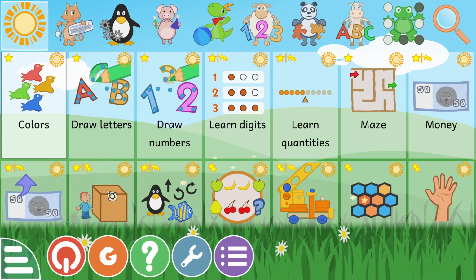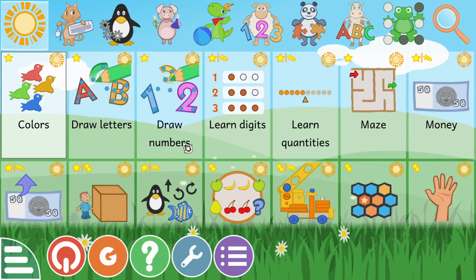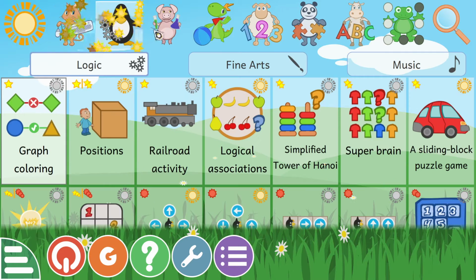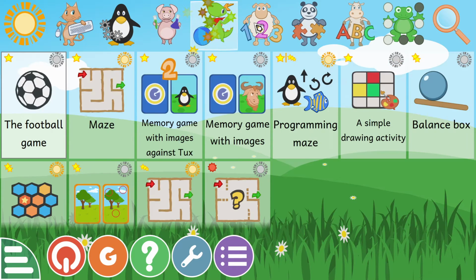In this video, I'm going to play through several games from a computer program called GCompris. GCompris is a free open source program aimed at early child education. It's available for Linux, Mac, Windows, and Android. It features lots of little games for various ages.